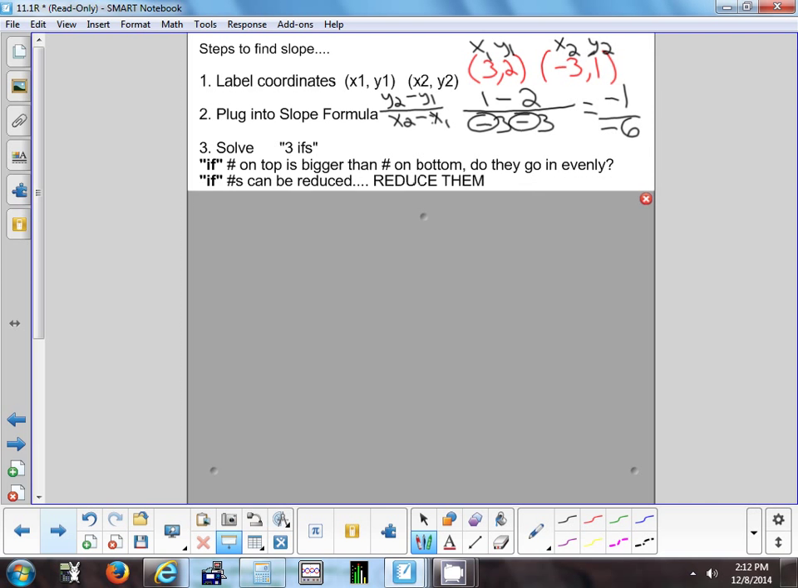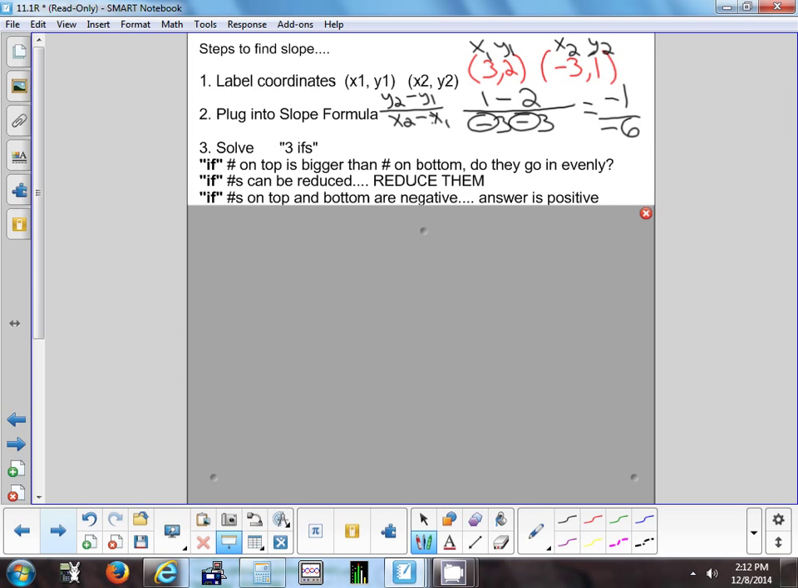Our next if: the numbers can be reduced. I think we had a situation like that earlier. The first thing we did, what was it, 20 and 50, right? If the numbers can be reduced, reduce them. Like we had the 20 and 50 earlier, it became what? Anybody remember? We had that 20 over 50, what did we reduce that to? 2 over 5, right? What number did we reduce by? What did we use? 10, right? Again, we don't have a situation like that there. Negative 1 over negative 6 cannot be reduced. All right? We got one more.